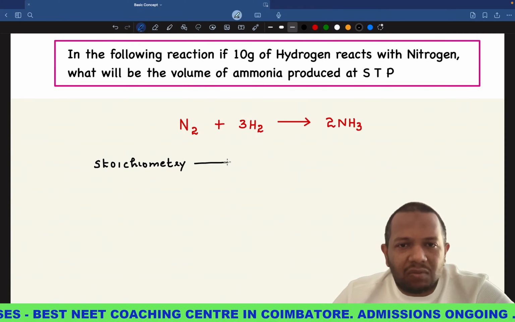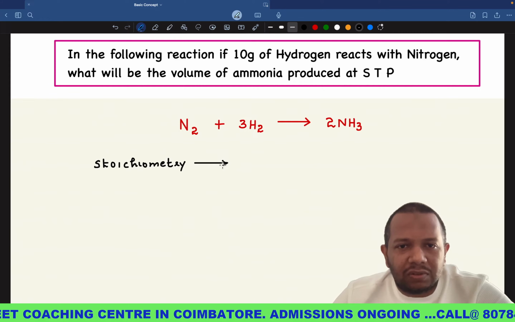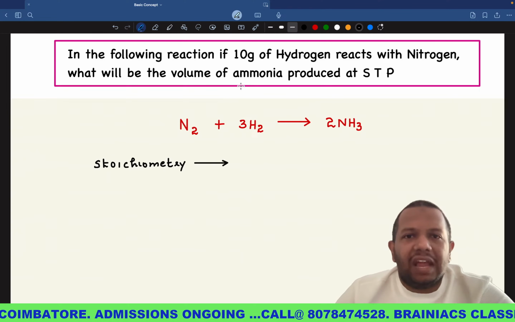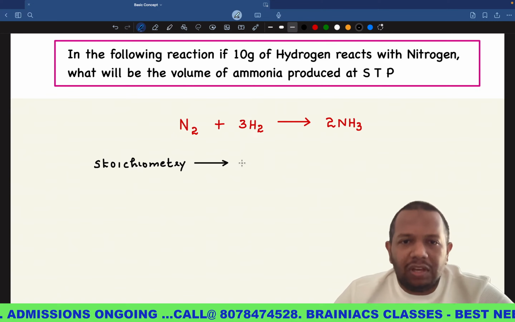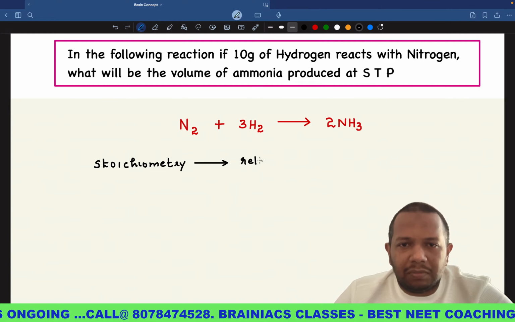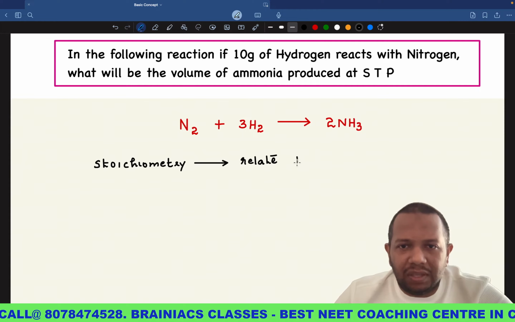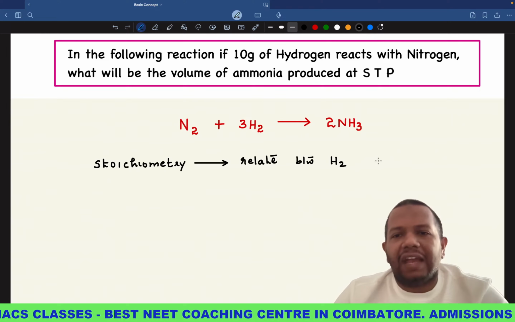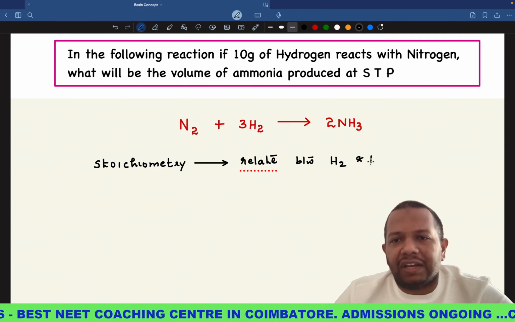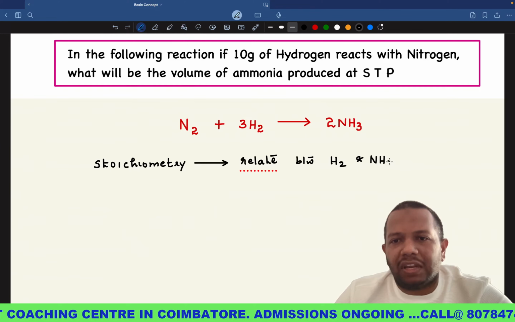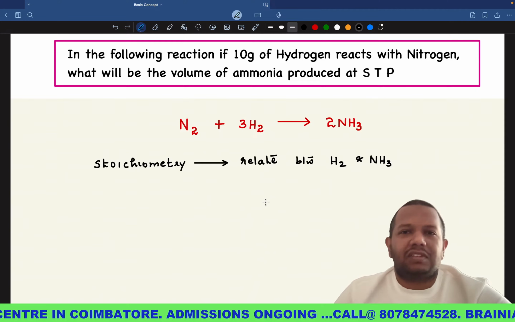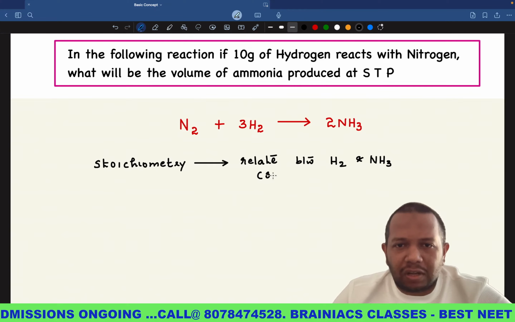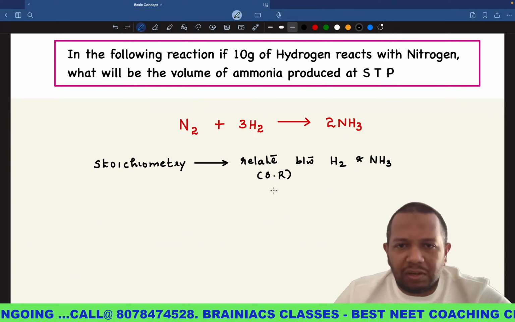From that, we need to see in the question with whom we need to relate it. Here hydrogen, they have given the mass and they are asking the volume of ammonia. So we need to relate between whom? Between hydrogen and ammonia. Initially, using the stoichiometric ratio, we need to relate. Then what we need to do?